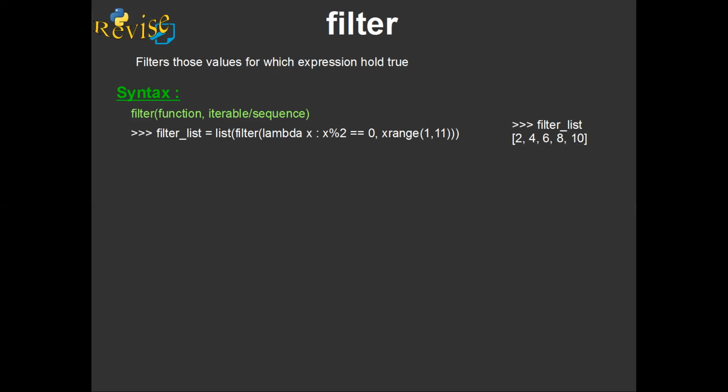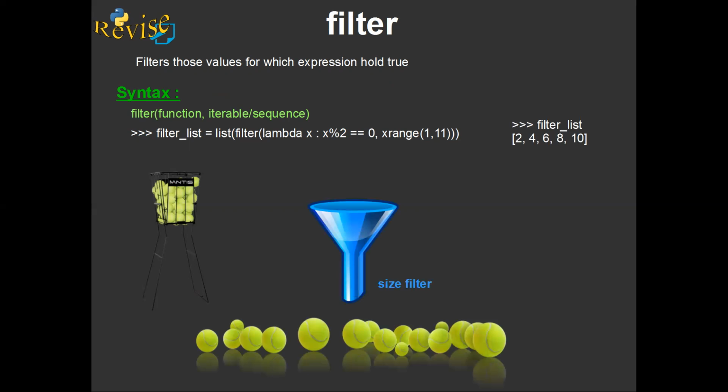So let's say we have tennis balls with different sizes ranging from 5 to 15, like 5, 6, 10, and different sizes of tennis balls are in a basket. Now we have a funnel. We want to filter out the balls which are smaller than size 10. So the funnel gauge size is 10, and whoever passes through this will get them. So that's how filter works. Whoever passes through the function, we get those filtered out, others are thrown out. This is how filter works. This is the general syntax.